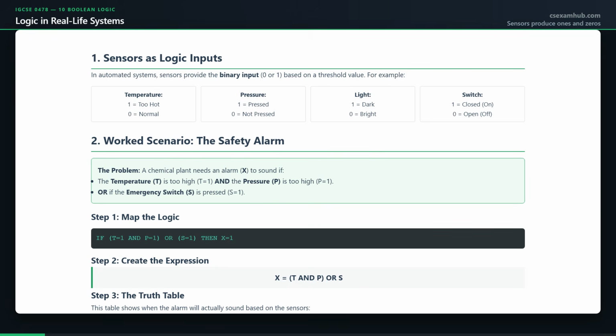Above the threshold, 1. Below it, 0. So a temperature sensor does not report 23 degrees to a logic circuit. It reports 1 if the temperature is too high and 0 if it is normal. The same for pressure, for light, for a switch being open or closed. Every input to your logic is therefore already reduced to a 1 or a 0 before it arrives, and your job is only to work out what combination of those bits should produce an output.